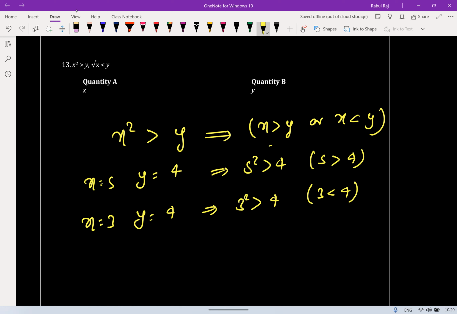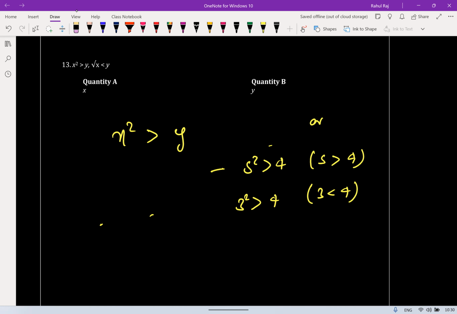From condition 1, we don't know this. Quantity A can be greater, quantity B can be greater, anything. Now let's come down to condition number 2, Alexa.